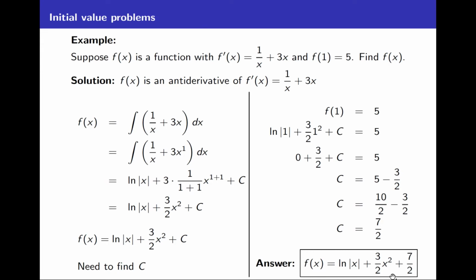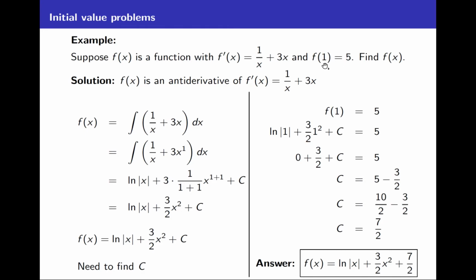You can check that it's a solution to our problem. Take its derivative. You will get 1 over x plus 3x. And if you plug in 1 to it, f of 1 would be ln of 1 plus 3/2 1 squared plus 7/2. Work that out, you get 5. So we've got a solution to our problem.